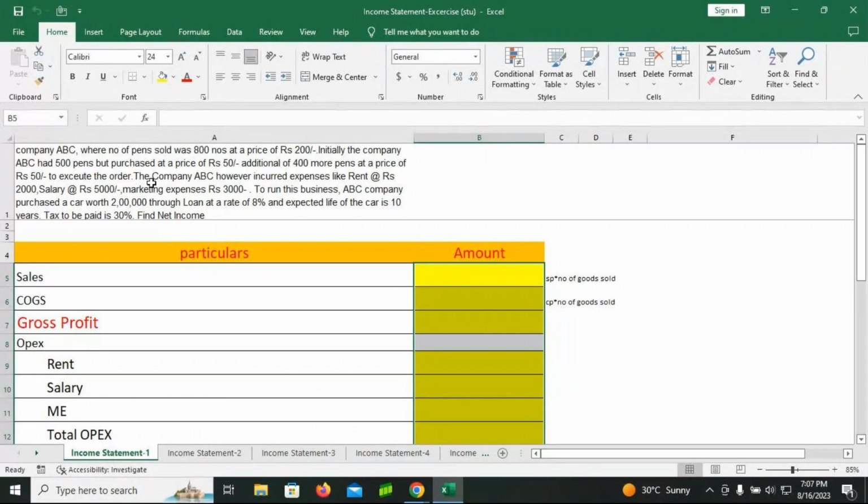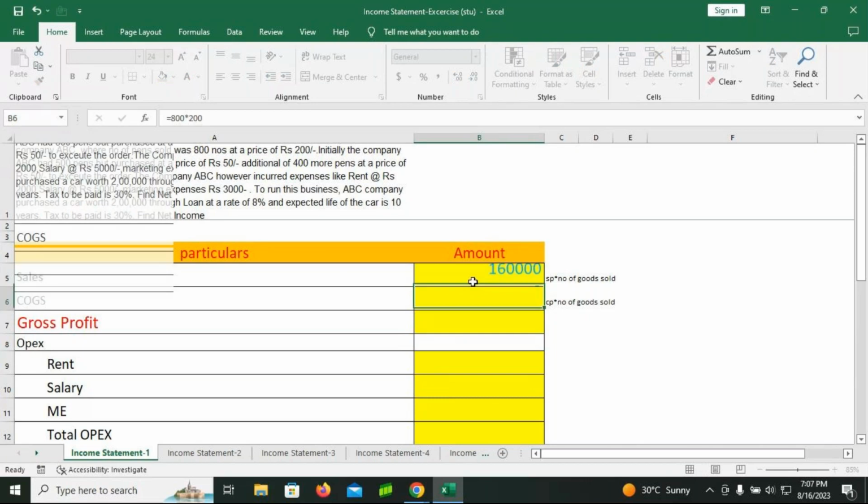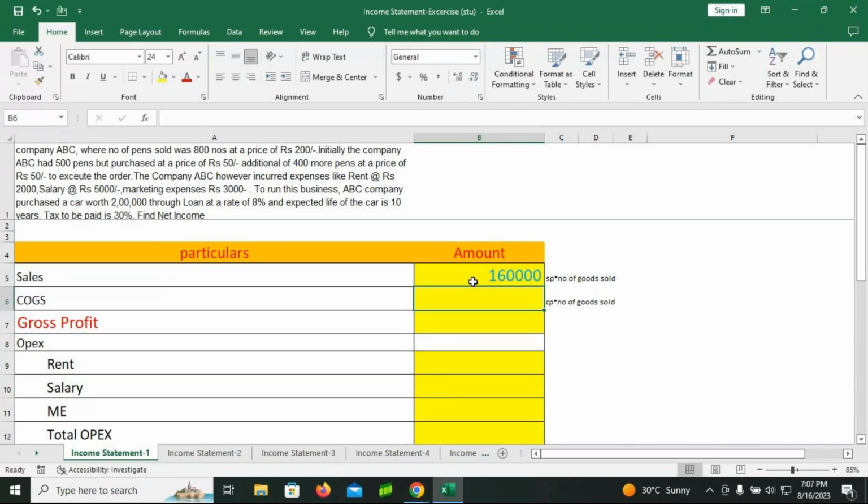The company, however, incurred expenses like rent rupees 2000, salary rupees 5000, marketing expenses 3000 to run this business. ABC company purchased a car worth 2 lakh rupees through a loan at the rate of 8% interest, and the expected life of the car is 10 years. Tax to be paid is 30%. Find the net income. So now I need to calculate the total sales, which is equal to 800 into 200. So it is 1,60,000 rupees.